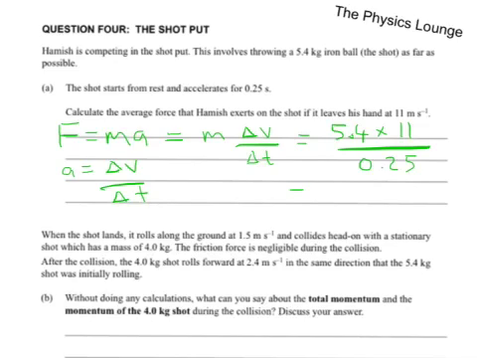0.25 seconds. And when you calculate that all out, you end up with, let's see, 240 newtons. Okay, and that's for two significant figures, because all of the other information is two significant figures.